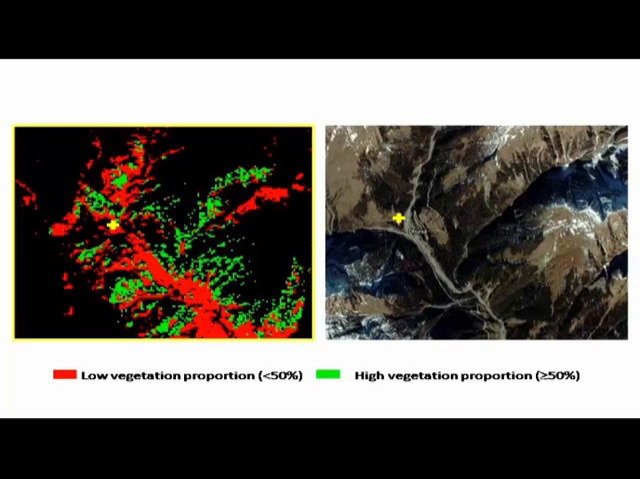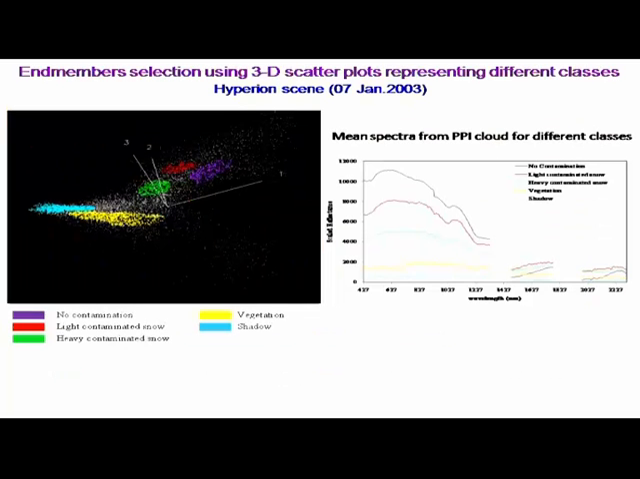And this we have validated with the help of the high resolution data. Here you can see the density of the vegetation is also very high in this area, where you are getting this high vegetation proportion mixed with snow, and in this area we are getting this red, which is the low vegetation proportion areas.